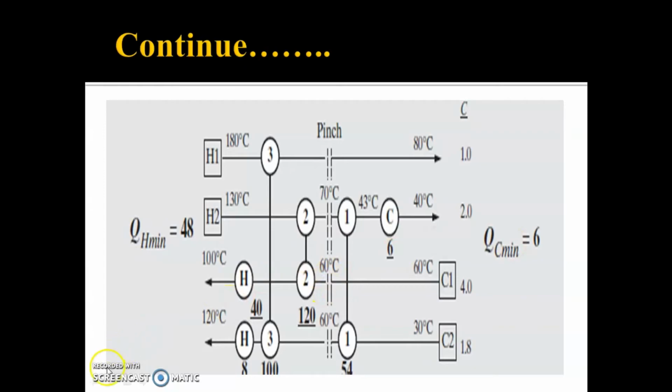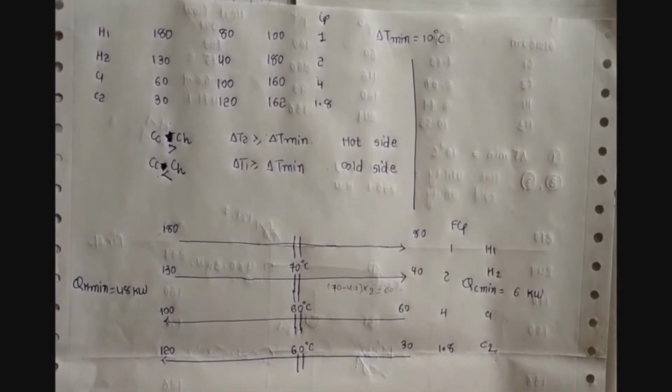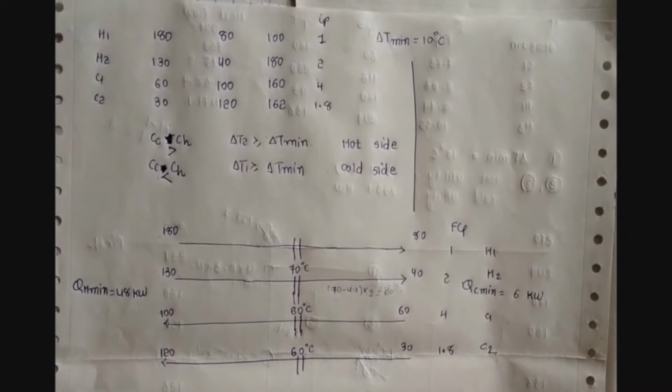Let's see that. As stated previously, when designing a HEN to meet its MER targets, no heat is transferred across the pitch. Hence two HENs are designed, one on the hot side of the pitch and one on the cold side of the pitch, as we have already shown in this diagram.